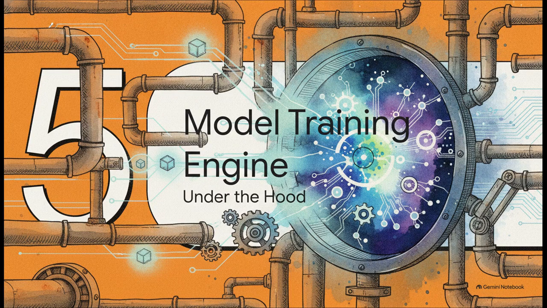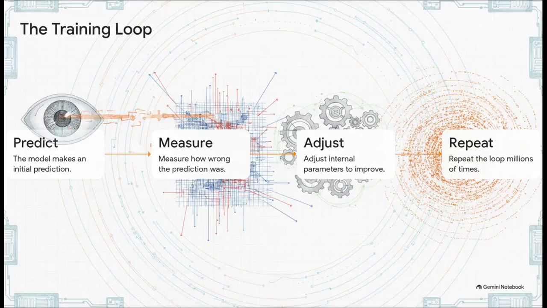Moving on to Section 5, the Model Training Engine. Let's open the door to the engine room and see what's actually happening under the hood. Training a model is not magic. It's just a highly cyclical, mechanical loop. The model makes a prediction, we measure exactly how wrong that prediction was, then the model adjusts its internal math to be slightly less wrong the next time, and repeat, millions and millions of times. This entire loop relies 100% on the steady, rock-solid compute resources that you provide.